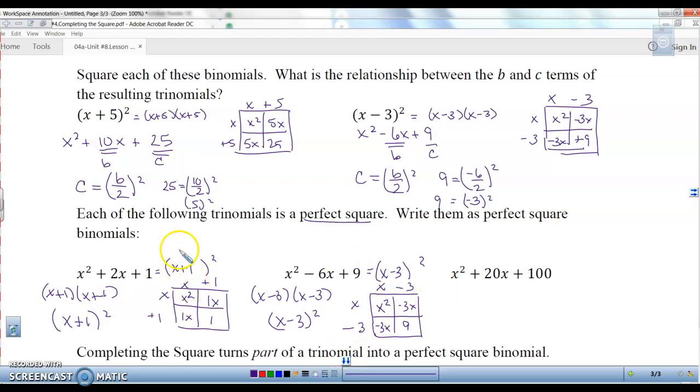Okay, so that's enough practice on that. We'll skip this one for right now. If you want to work this one out, this one's actually going to be x plus 10 times x plus 10, which gives me x plus 10 quantity squared.